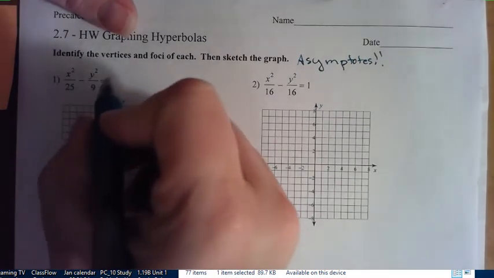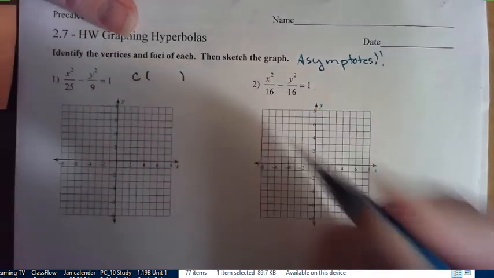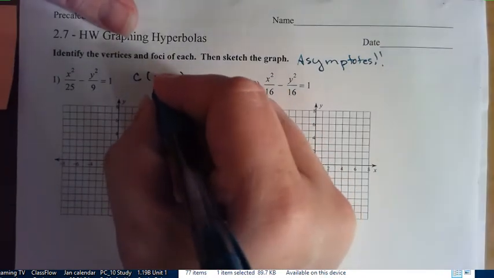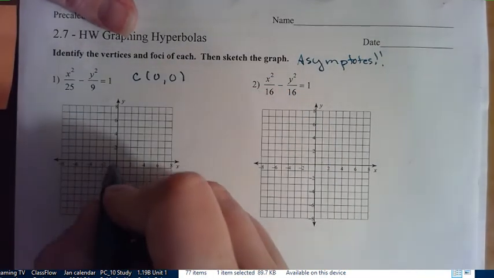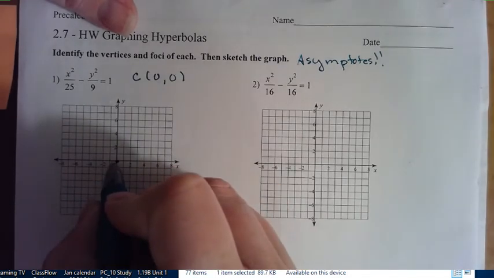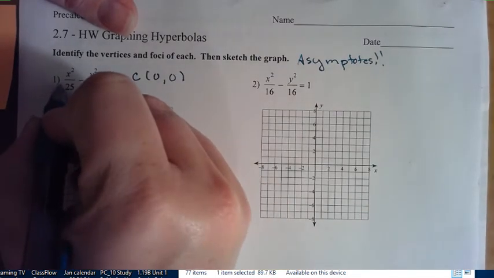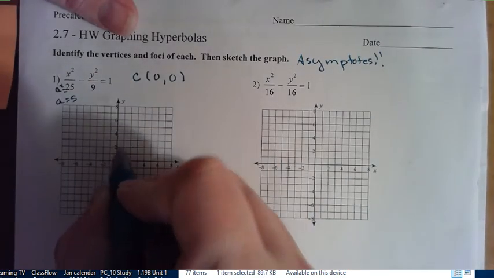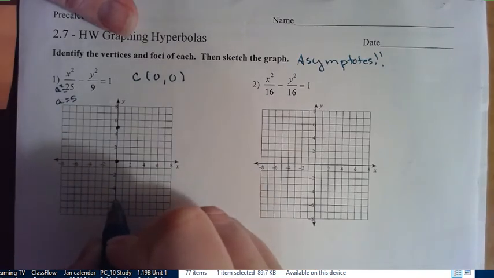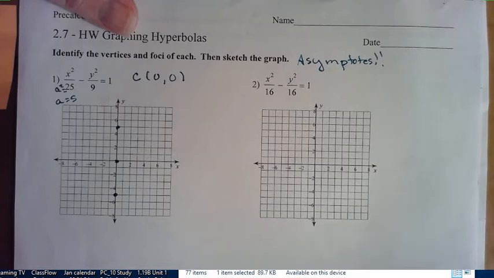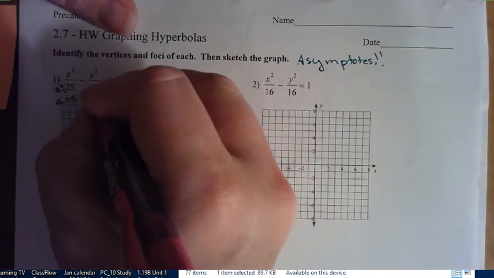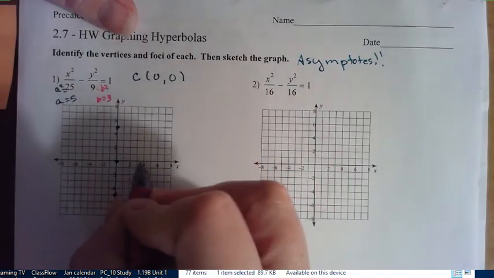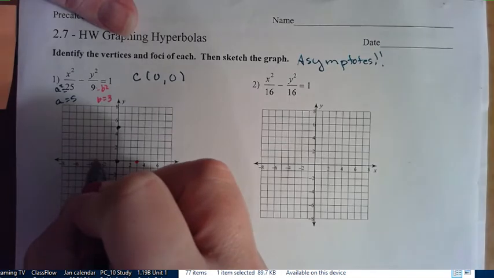So let's look back for this just a second. The center of this one is going to be what? Do you remember? 0, 0, because there's nothing with the x or y. So this one's centered on 0, 0. And then the x has a squared is 25. So a is 5. So I'm going to go up 5, down 5. And then for the b, your 9 is b squared. So b is 3. So I'm going to go out 3 in each direction.